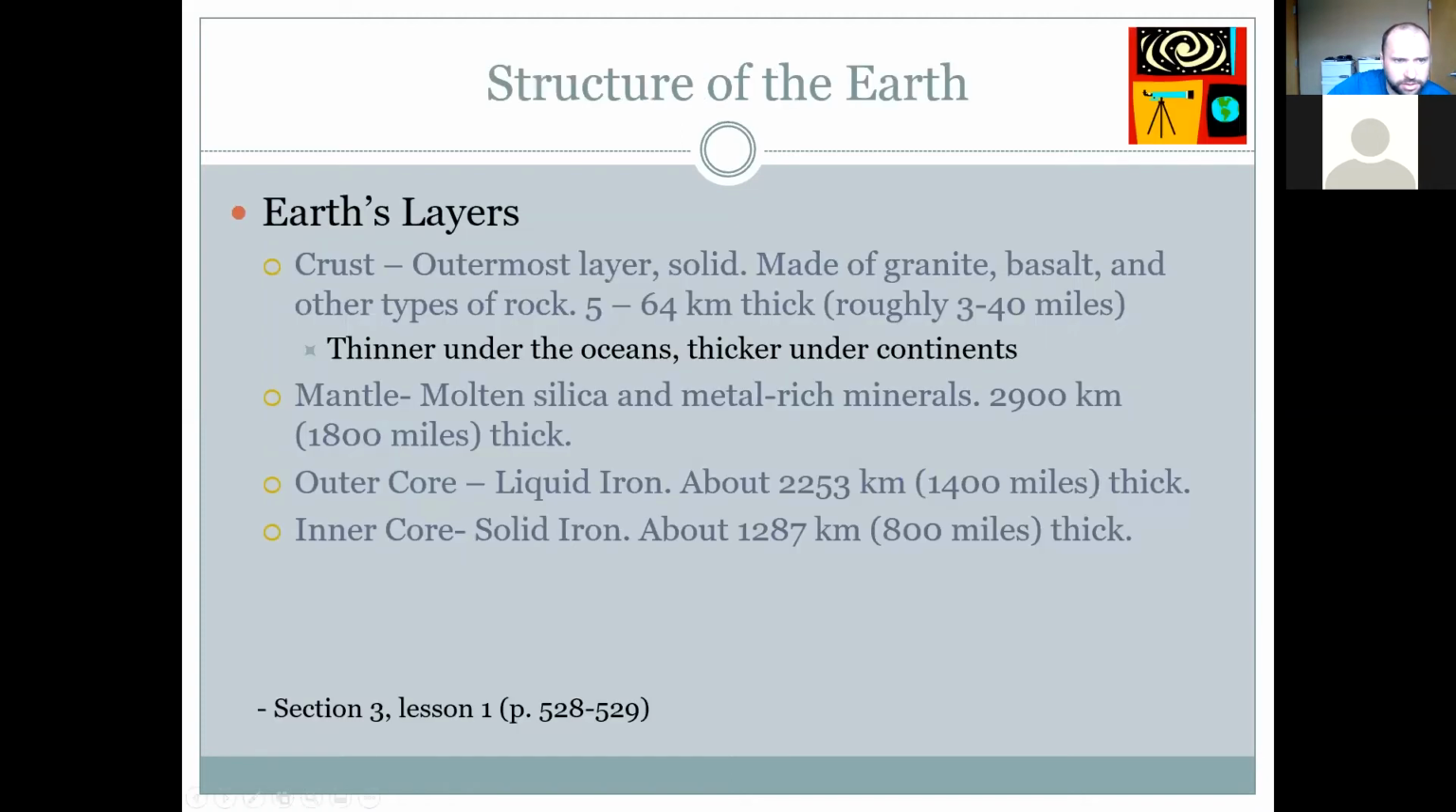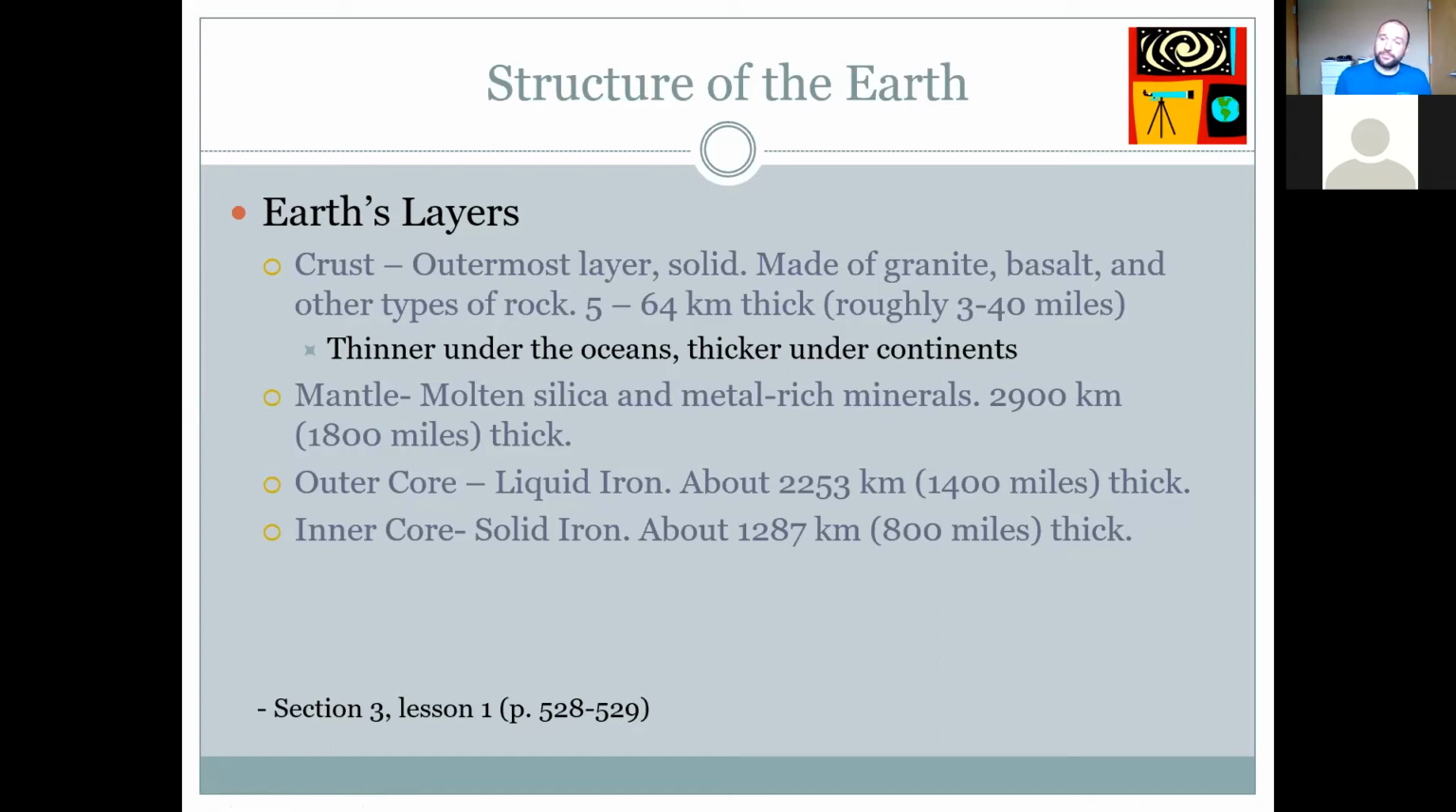All right. So the last thing before we look at some practice questions would be the structure of the Earth, right? So the plates all exist in this outermost layer, which is called the crust, right? So the crust is broken up into these plates. And the typical makeup of the crust is it's solid, right? It's made up of granite, basalt, and all other types of rock, right? So solid rock. And it's anywhere from 3 to 40 miles thick, right?